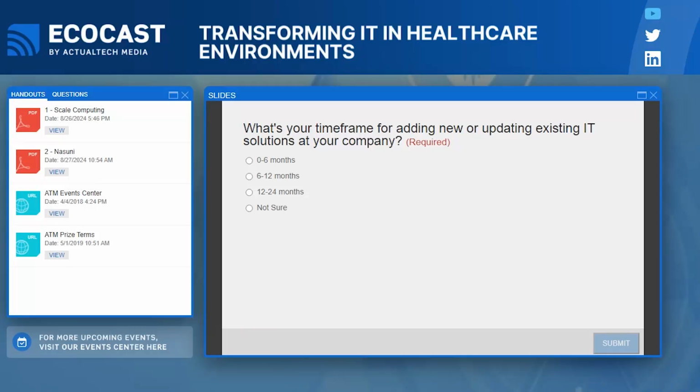So keep voting in the poll here. We really do appreciate that. We are seeing a pretty standard pattern here for the answers. The majority of you are not sure when you're going to be adding new or updating existing IT solutions, and pretty evenly divided among the rest of you. So keep on voting in that poll.